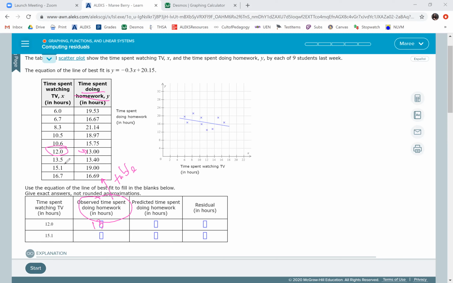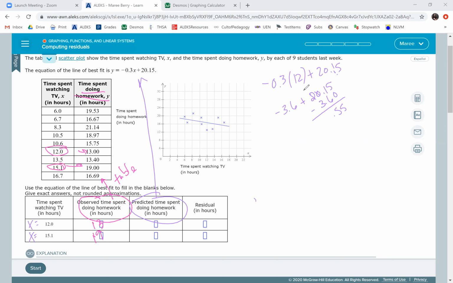So if the time spent watching TV was 15.1, then we observed that it was 19, okay? The predicted time, when you do this one, you're going to use the equation. And you plug in this number for X. So this number is your X. So you're going to do negative 0.3 times 12 plus 20.15. So 3 times 12 is 36 with a decimal, so negative 3.6 plus 20.15.